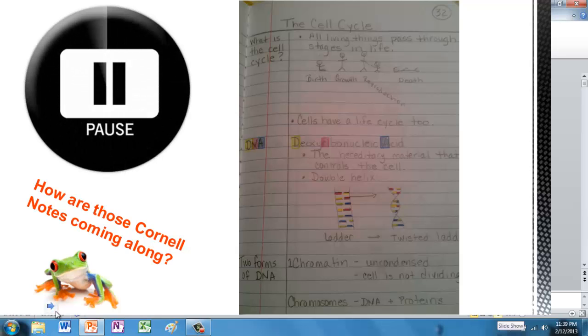So, how are those Cornell notes coming along? Here's an example of the notes that I've taken on the slides to this point. Now, you don't have to copy my notes, but this is just here to give you an idea of what types of things you might be writing down. Press pause if you need to.